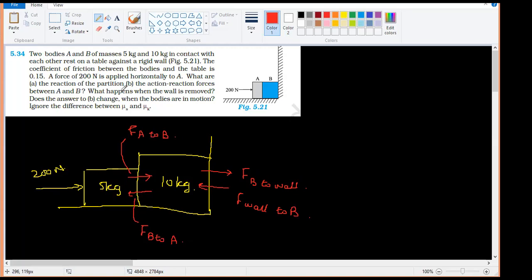The reaction of the partition. Okay, so which is this one? I think they mean the wall is the partition. Reaction forces between A and B, which is this one. What happens when the wall is removed? Does the answer to B change? So when the wall is removed, then it will start moving, the bodies are in motion.